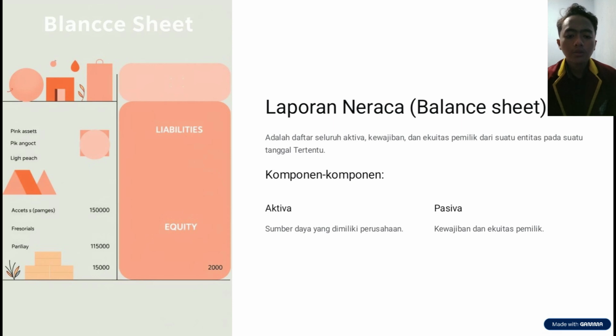Assets are the resources owned by the company, such as cash, equipment, or buildings, while liability and owner's equity represent the company's obligations and the owner's right to the assets. So the balance sheet gives a clearer picture of the company's financial position at a certain point in time.